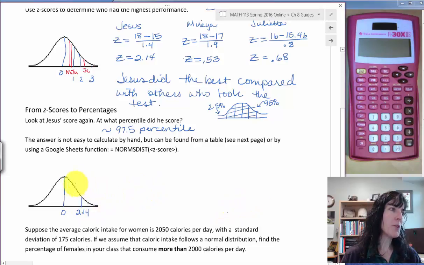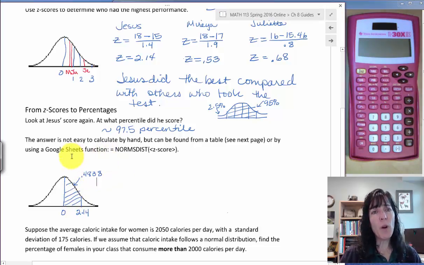But we are going from 0 to 2.14 for Jesus, and this is what we drew on the other page, and we're finding the area here. And we found this area to be 0.4838. Now, we want to know the whole left-hand side, right? Because we know he scored that well, but there's all this stuff over here too. And so we're wondering, well, what about all that? Because it didn't get added in.